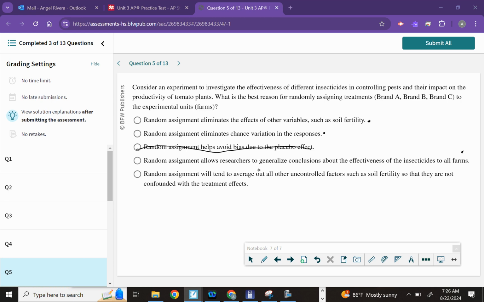Random assignment will tend to average out all other controlled factors such as soil fertility so that they are not confounded with the treatment effects. So that one to me sounds like the best one. Random assignment helps just avoid those confounding variables. And it's more than just the soil fertility, but anything, because it creates those roughly equivalent groups.